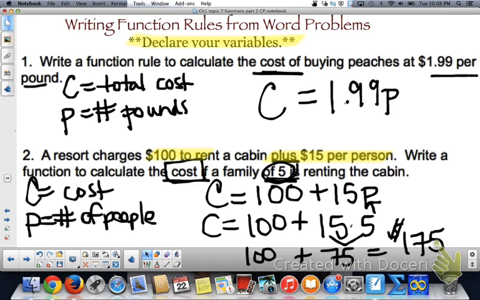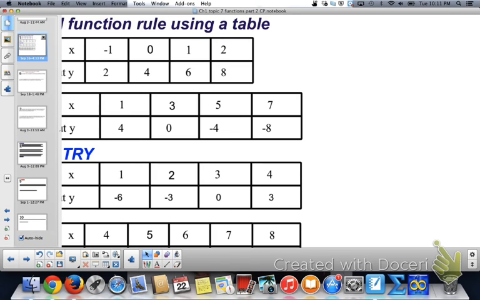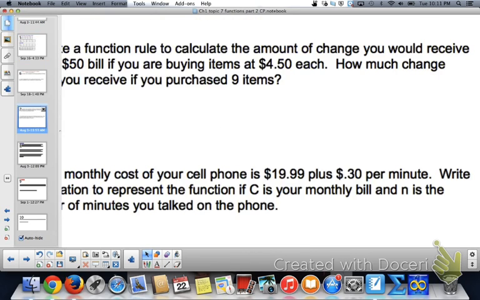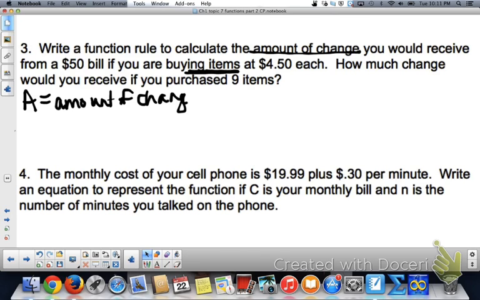All right, next we need to go to the next slide, which is this problem right here. Write a function rule to calculate the amount of change you would receive. So amount of change, let's do A, is the amount of change you would receive from a $50 bill if you were buying items at $4.50 each. So let's say X is our number of items.